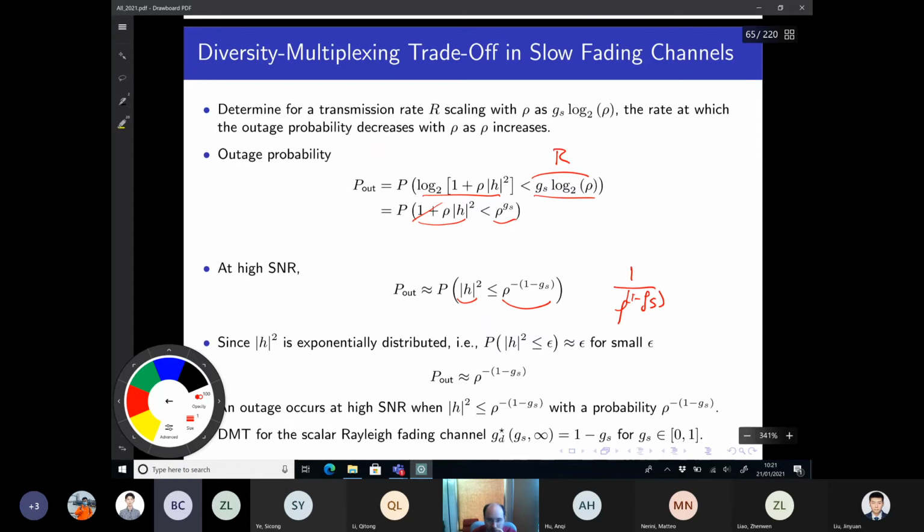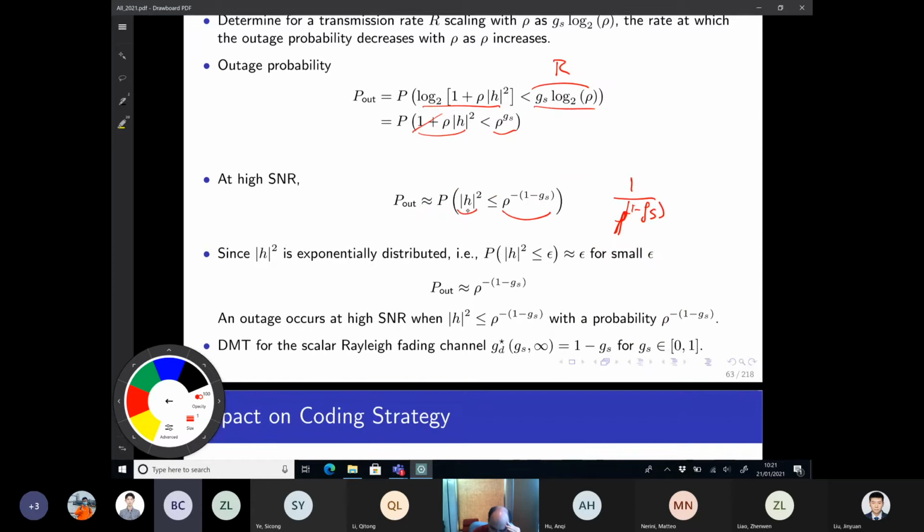So let's imagine you fix GS to a constant. If your channel realization is smaller than this, you're likely to have an outage. That's what it says. How often are you going to have an outage? Well, this is exponentially distributed. The probability of an exponential random variable being smaller than a certain quantity is equal to that quantity. This is a property of the exponential random variable. So what that means is the following. That outage probability will be equal to that.